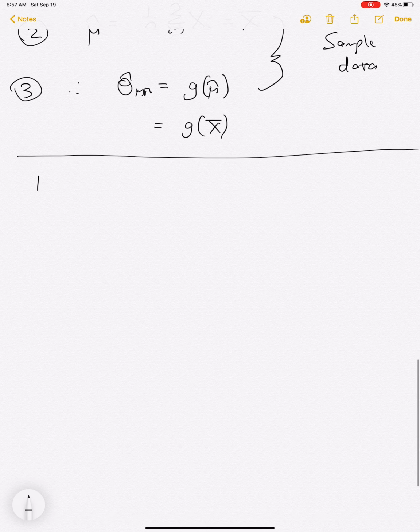As an example, if we have xi is Poisson lambda, we know that lambda, which is equal to E of xi, is just equal to mu.